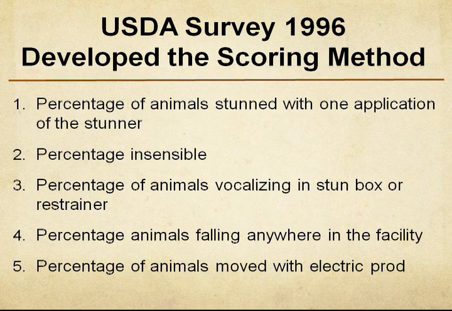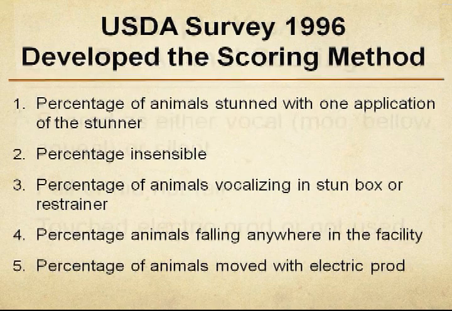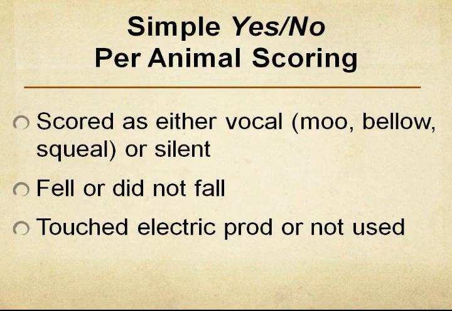And what we did is, to pass for beef, you had to get 95% of the animals dead with a single shot from the stunner. And that's where the top 25% of the plants could do it on initial baseline data. Insensible, man, you don't cut up anything until you get it dead. That's 100%. How many animals vocalizing?